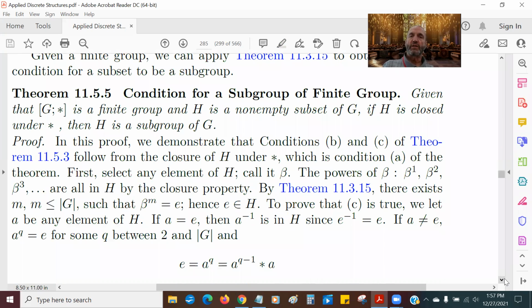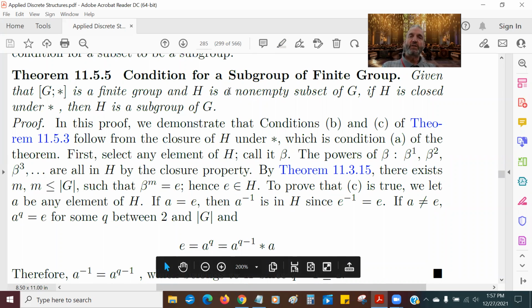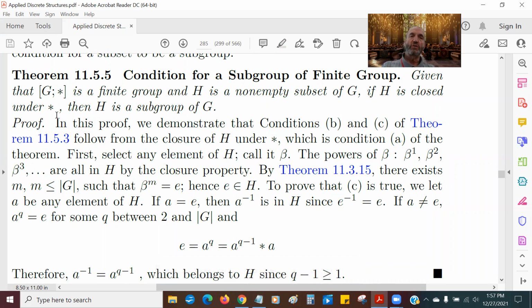Conditions for a subgroup of a finite group. Given that G is a finite group and H is a non-empty subset of G, if H is closed under that operation, then H is a subgroup of G. So if you have a subset which is closed, that's going to be enough to make it a subgroup. Again, those of you who took linear algebra, you see how it's very similar to the way it works with vector subspaces.